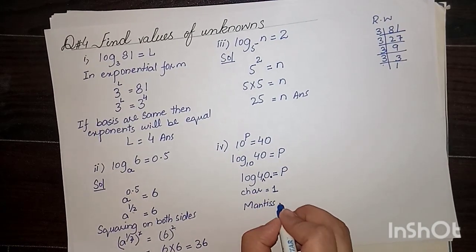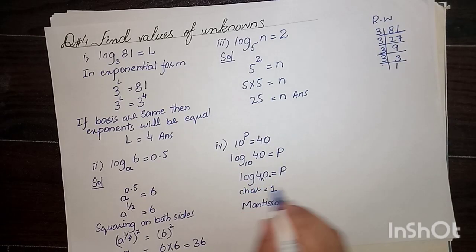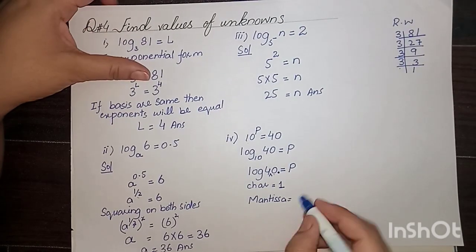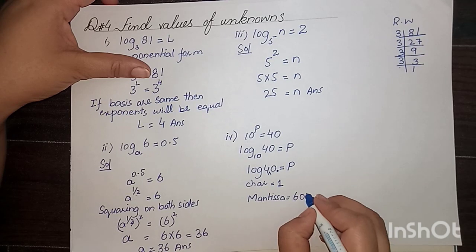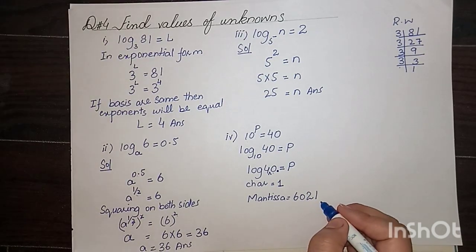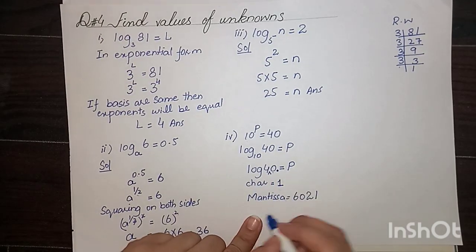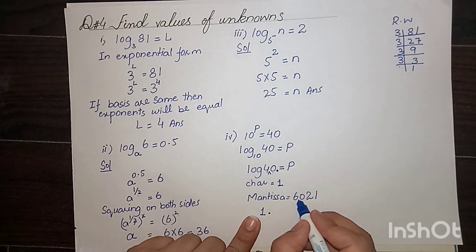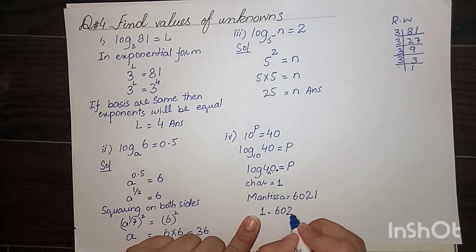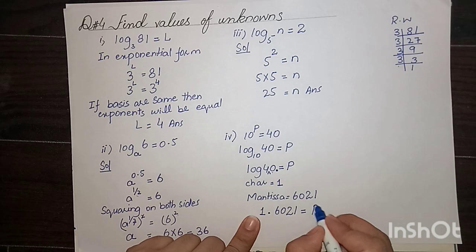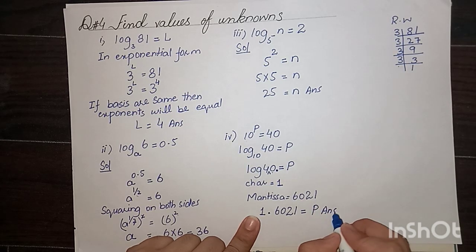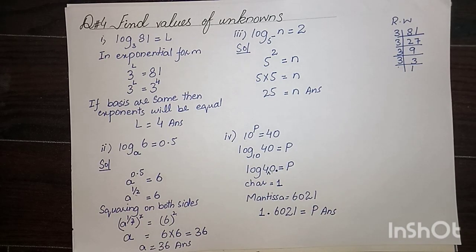So we will check 40 in 0.6021. So for the answer, the characteristic is 1, and the mantissa is 0.6021, and this is the answer of this question.